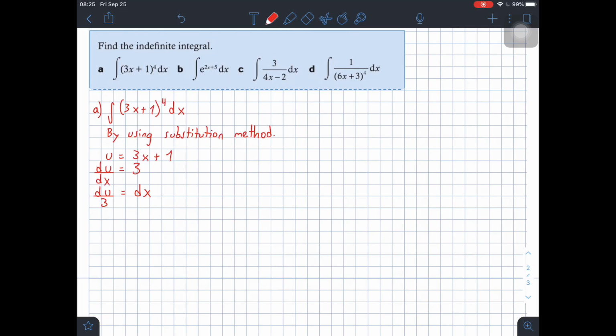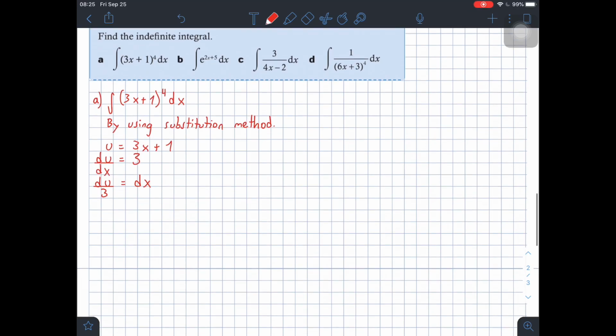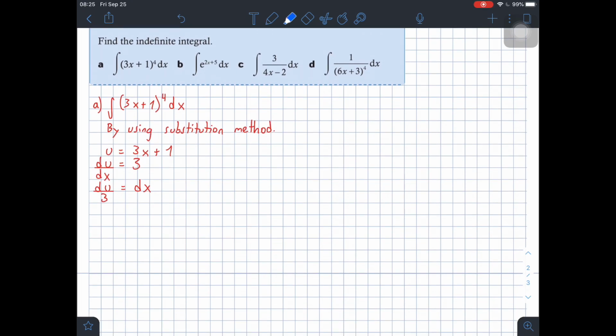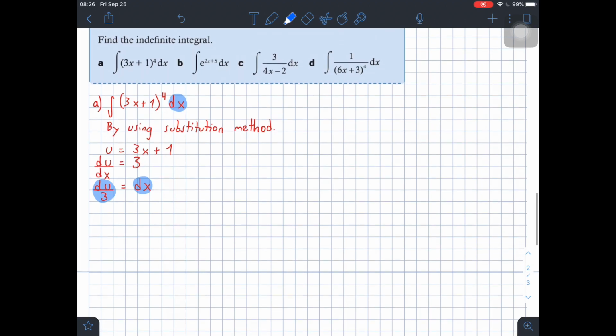Why do we leave dx alone? I'm going to show you now why. If we go to our original expression, let me use colors for this, you see that we have, for example, dx right here, okay? So I'm going to be replacing it with its equivalent value, which is du over 3. I'm going to convert the whole integral in terms of u instead of in terms of x, right? So all of this part, what I defined as u, which is 3x plus 1, I'm going to replace by u.